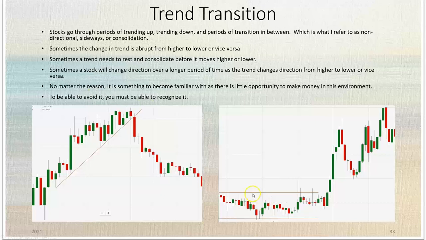Another one is here, where you see what I call a consolidation, sideways, non-directional. They're all different words for the same thing here. But essentially this stock is not going anywhere. It's moving sideways for an extended period of time. We can see here that it has broken out higher, and so this is the transition. This is the transition from a non-directional state to a trending state. And then we can see here, based on what we've learned about the uptrend, that an uptrend has now taken place.